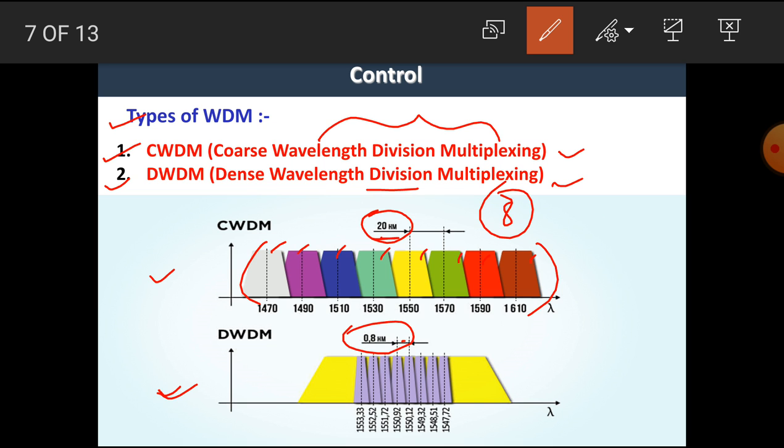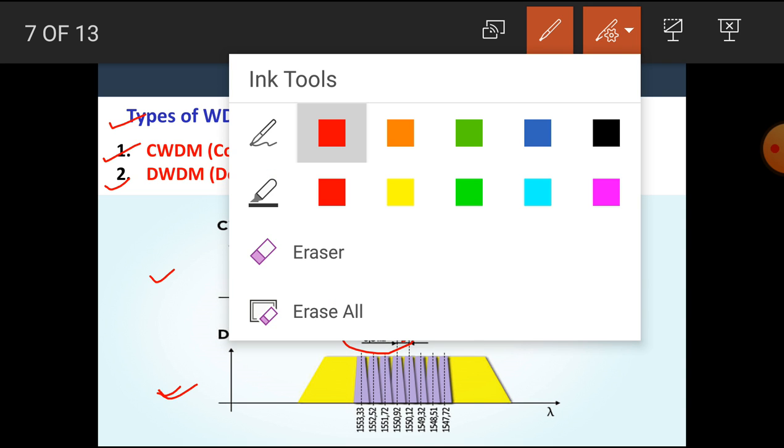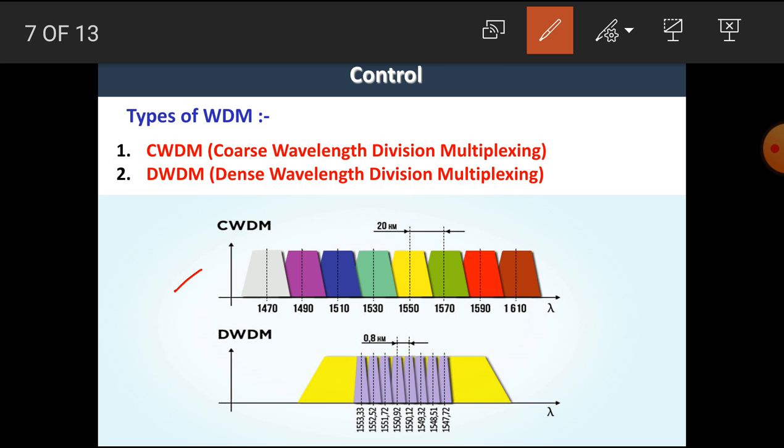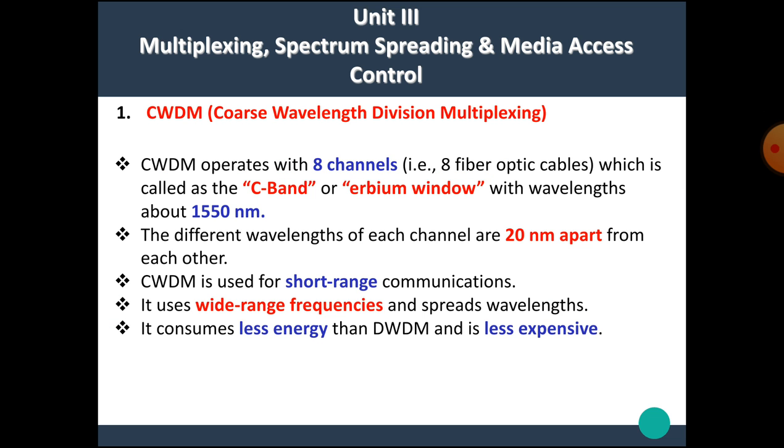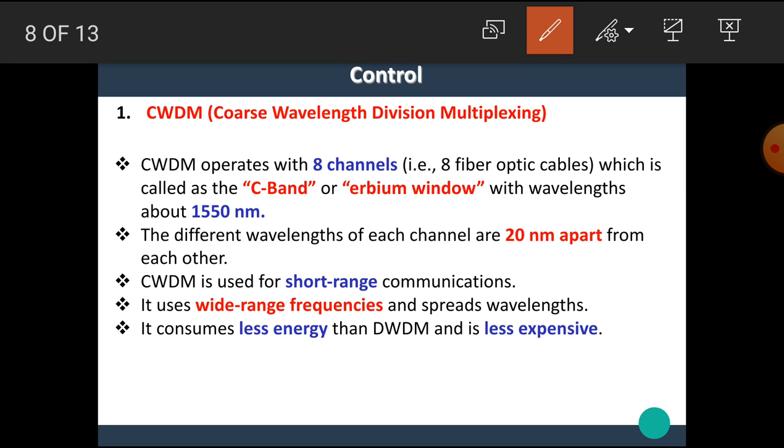Okay, I hope you all understand the basic difference between CWDM and DWDM. Now let's see the detailed view of CWDM and DWDM. This first one is CWDM, which means coarse wavelength division multiplexing.